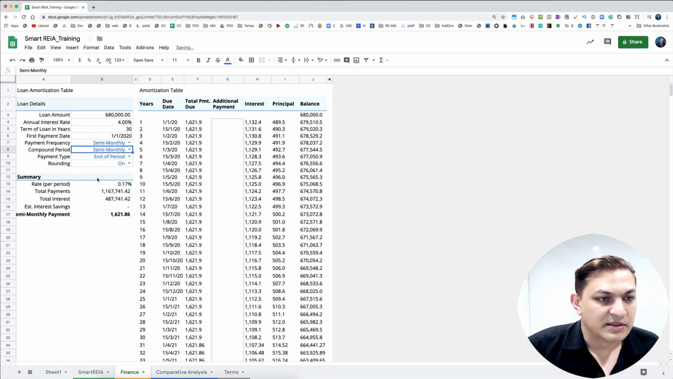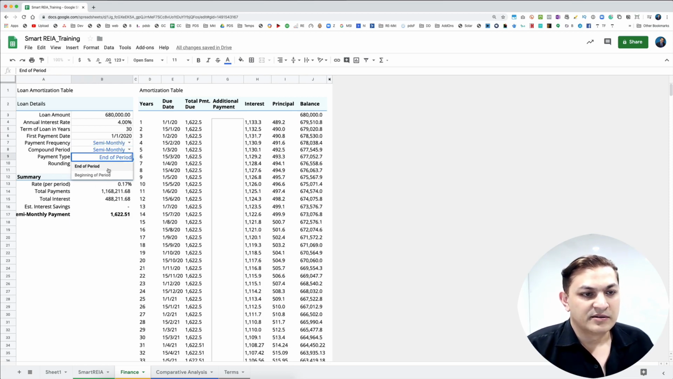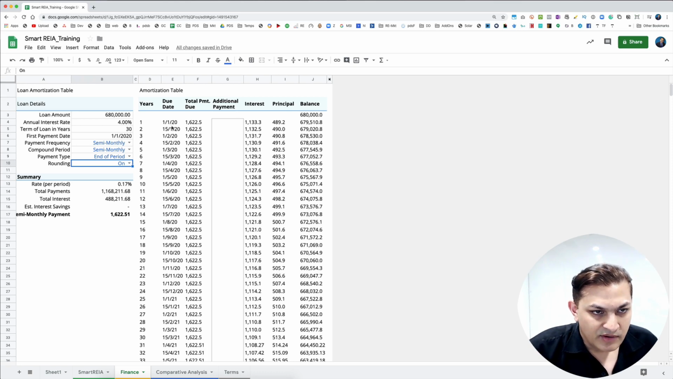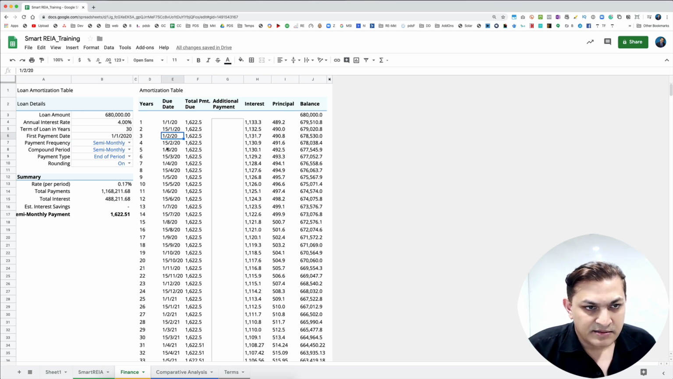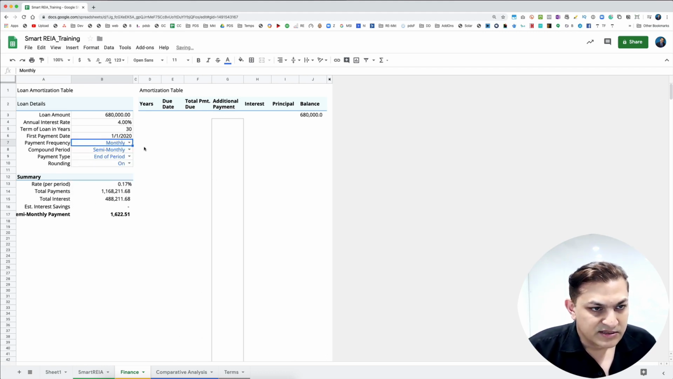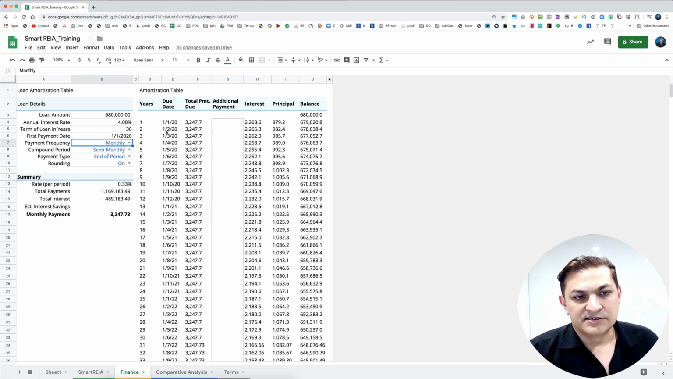I'll leave that semi-monthly, let's say, because I've selected semi-monthly there. And your payment time is going to be end of the period or the beginning of the period. I prefer end of the period, and you choose whether or not you want this to be rounded. So that is all you need to do. Now this is semi-monthly, and that's why you see the dates broken down to semi-monthly. If I was to change that to monthly over here, all these dates will change to monthly, and the date actually jumps up by a month.